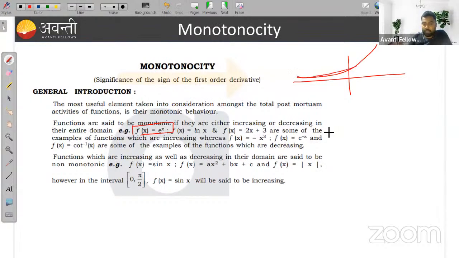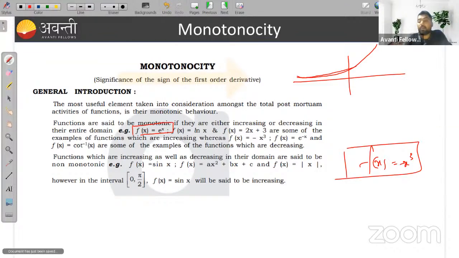Likewise, you can take another example: f of x is equal to minus x cube. It will be a decreasing function. It is actually strictly decreasing. That's why we can say it is a monotonically decreasing function. Either the function may be increasing or decreasing.